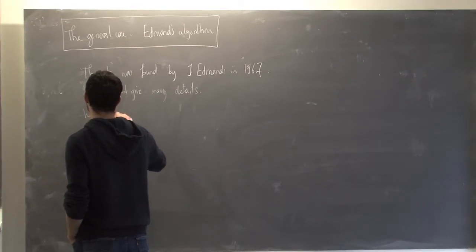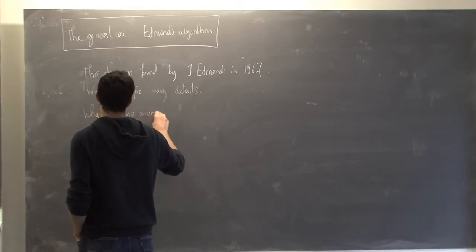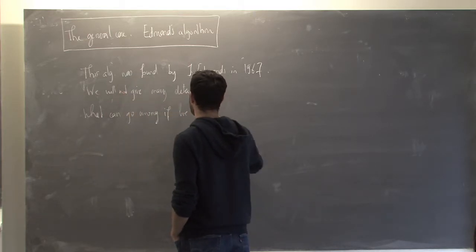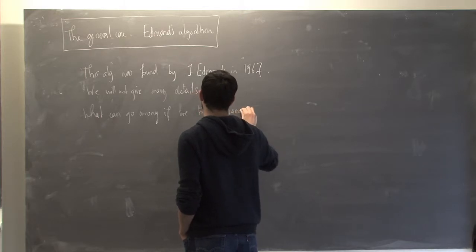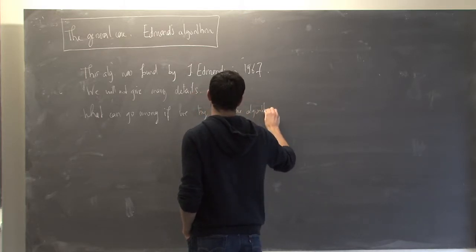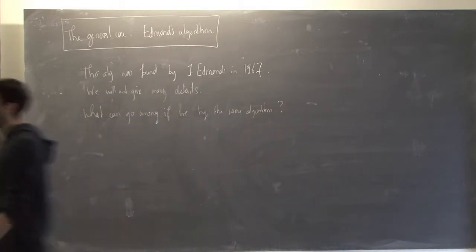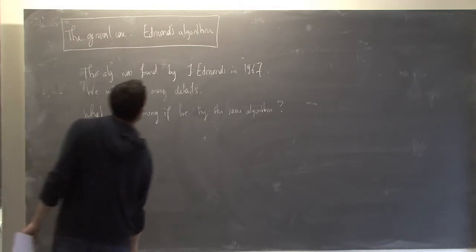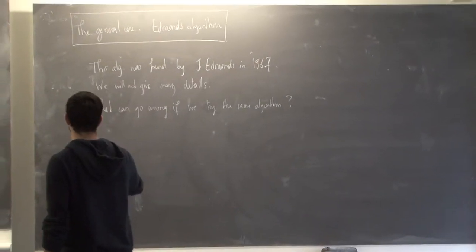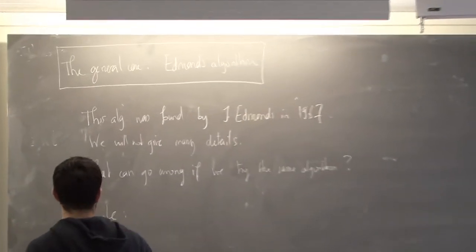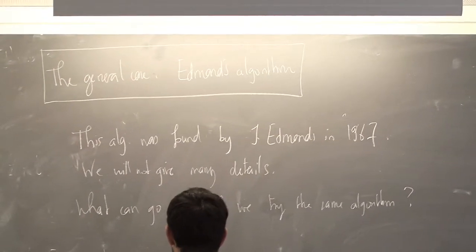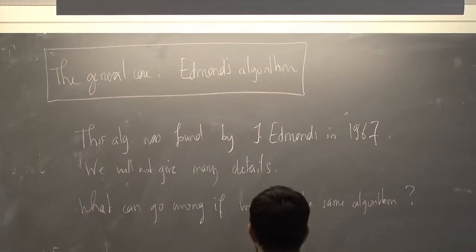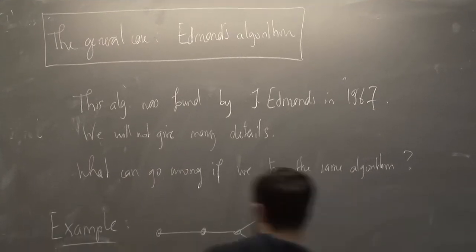What can go wrong in the general case if we try the same algorithm? So I'm just going to make, again, a didactic or slightly stupid example. So let's assume we have the following situation. So here is my graph. And here is my matching.